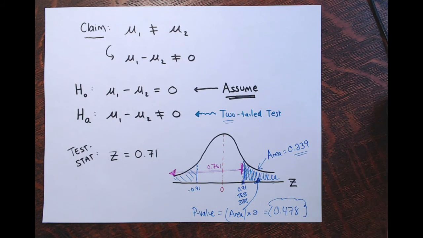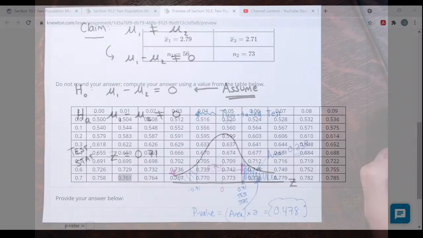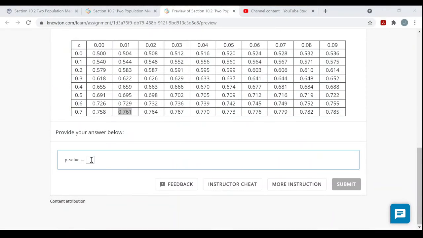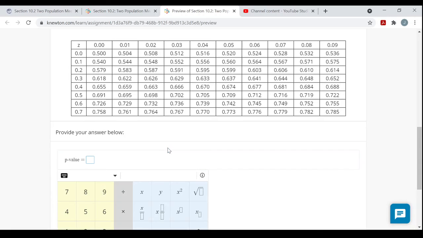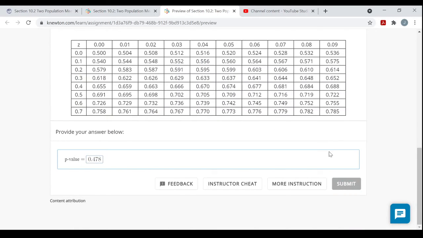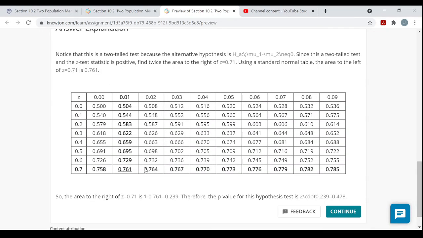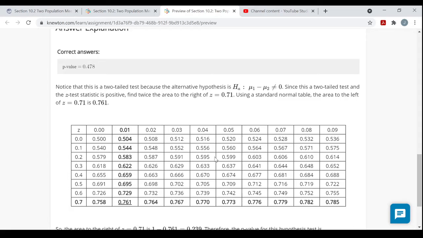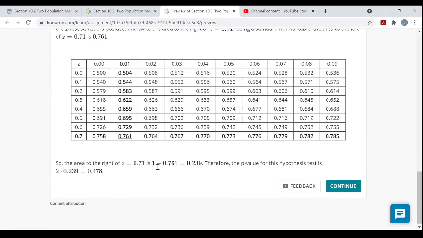Again, doubling that area. So back here, the p-value is 0.478. You see, they show you the exact same stuff I was going over on the table, talking about subtracting 0.76 from 1, getting the area to the right of 0.71, but then doubling that because it's a two-tailed test.